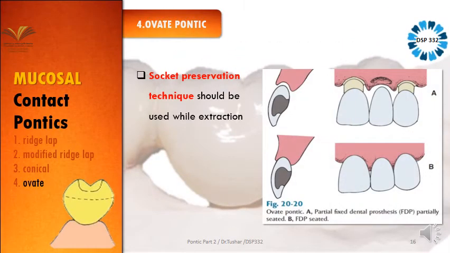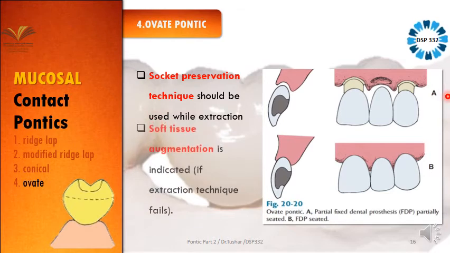Now, if you want to give this ovate type of pontic, you have to plan right from the extraction stage. When you do the extraction of that particular tooth, you have to preserve the socket. That technique is called the socket preservation technique, where you preserve your buccal and palatal cortical plate. If it fractures, that is not called socket preservation technique. It is like traumatic extraction. So if you want to give an ovate pontic, you should go with the socket preservation technique.